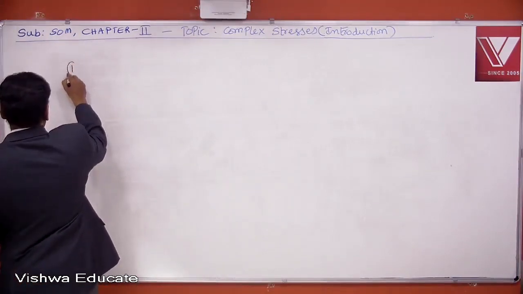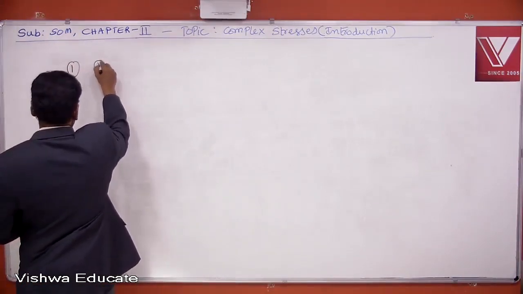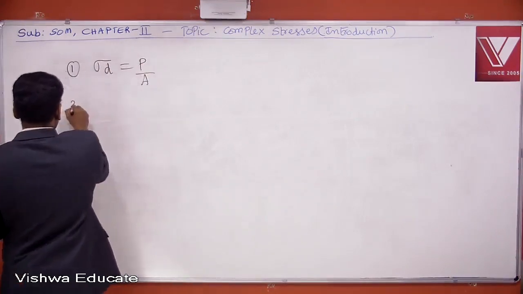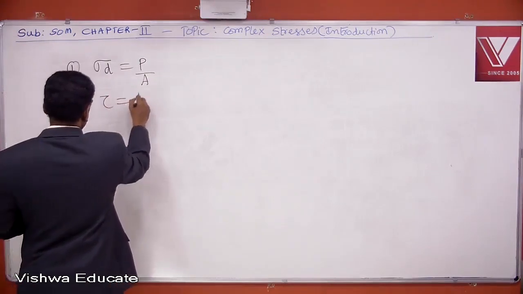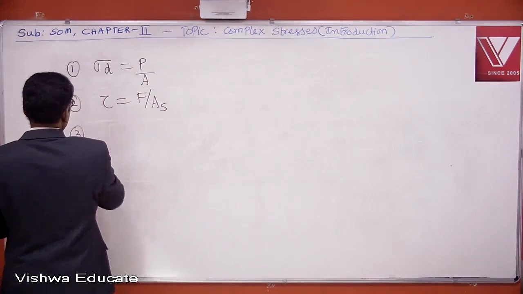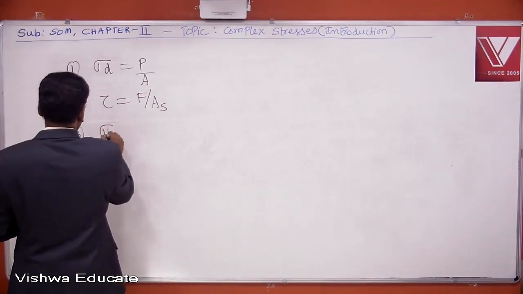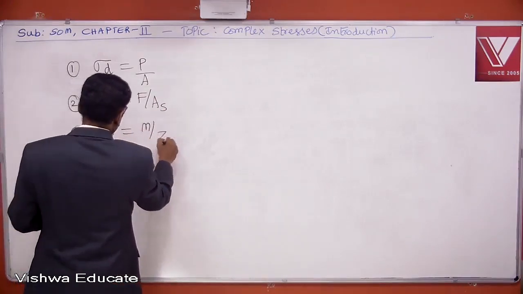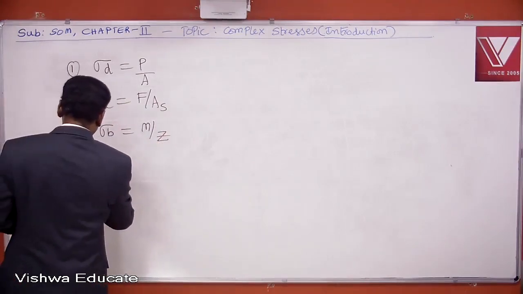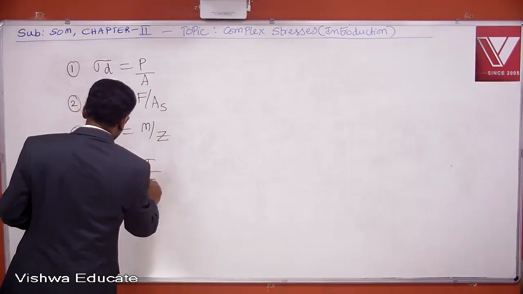So here I am writing 4 equations. First is sigma d is equal to P by A, and second, tau is equal to F by A_S, and third, sigma B is equal to M by Z, and fourth, tau S is equal to T by J bar.